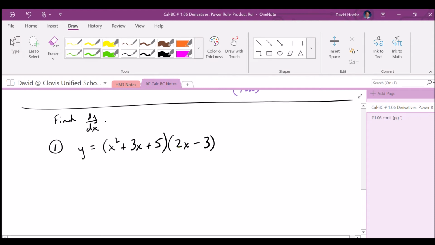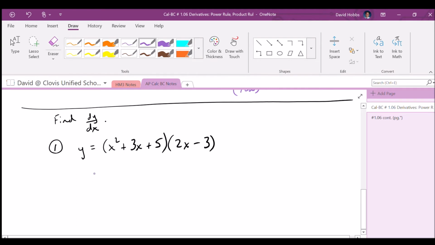y equals, now if we wanted to do this before, x squared plus 3x plus 5 times the quantity 2x minus 3, we had to multiply it out. But now we have a product rule for a product of variables. And so let's take advantage and let's actually do the product rule.